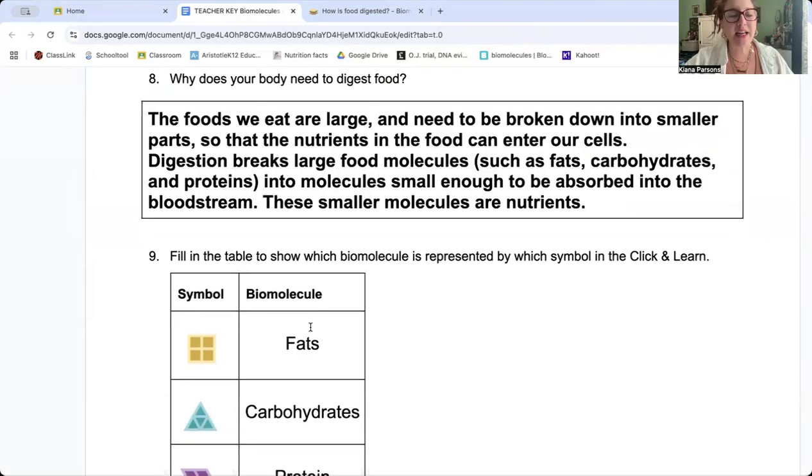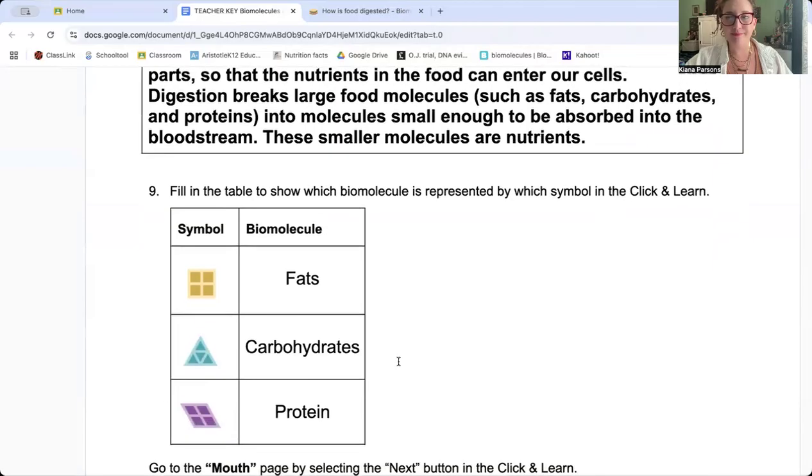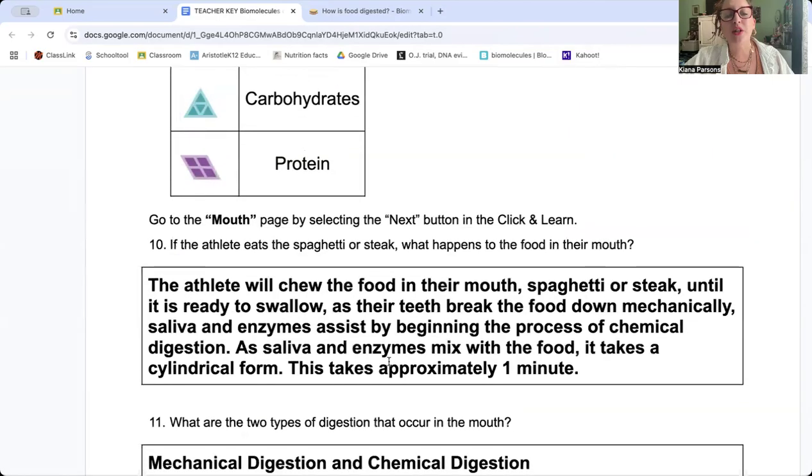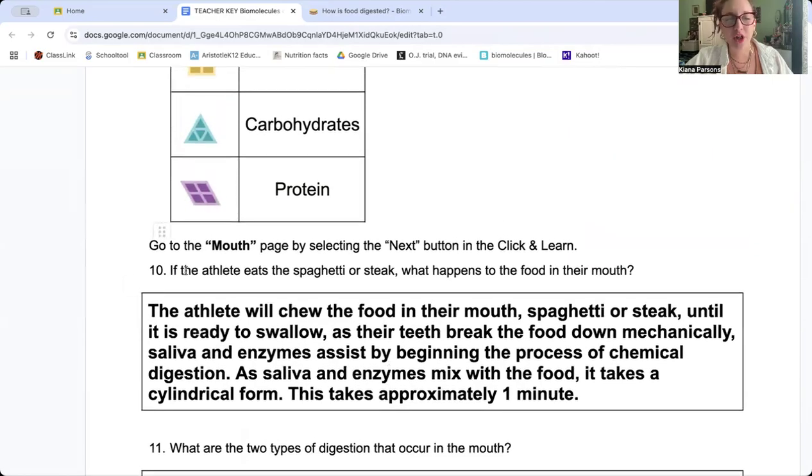And question number 9 has us fill in the table to show which biomolecule is represented by each symbol. Yellow square, fats. Blue triangle, carbohydrates. Purple parallelogram, protein. That's alliteration. All right, now we're going to go to the mouth. And question number 10: if the athlete eats the spaghetti or steak, what happens to the food in their mouth?